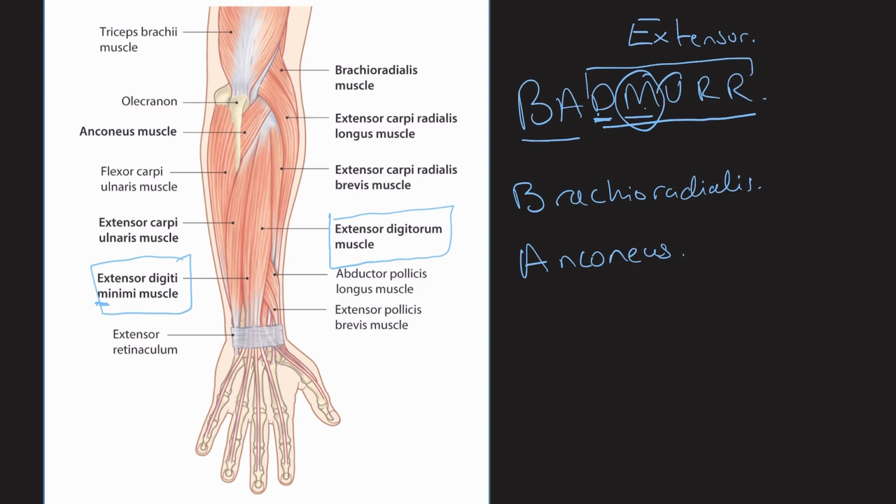The next is U. This is extensor carpi ulnaris. And for the last two, there are two R's because they both have to do with the radius. Because there are two radial muscles, there's going to be one brevis and one longus. So here's the extensor carpi radialis brevis and extensor carpi radialis longus. So hopefully that makes sense now.